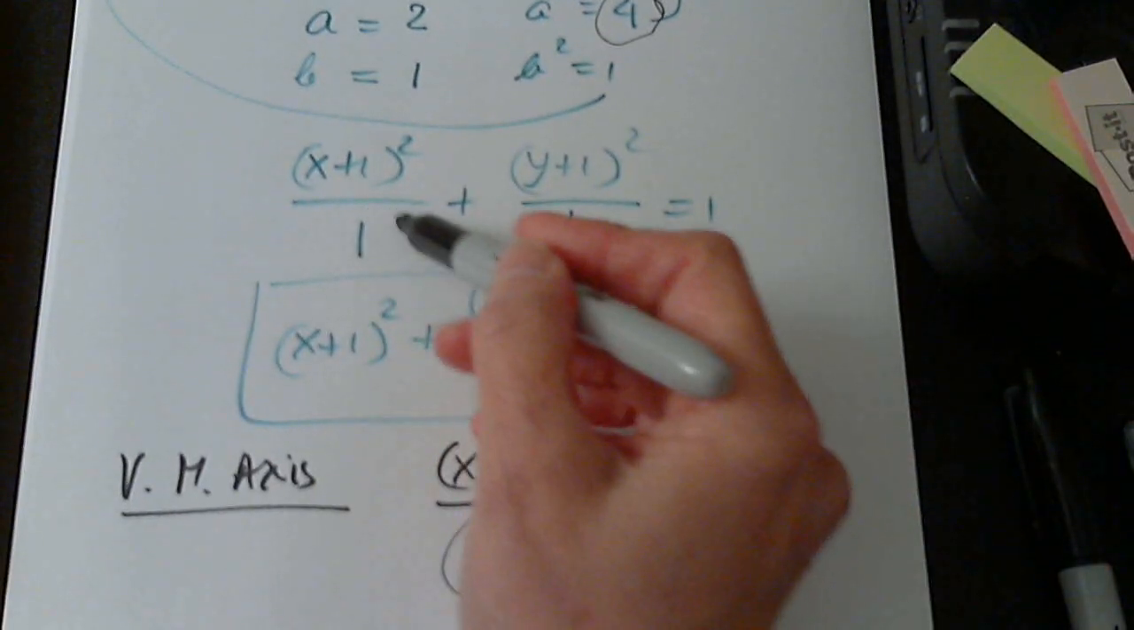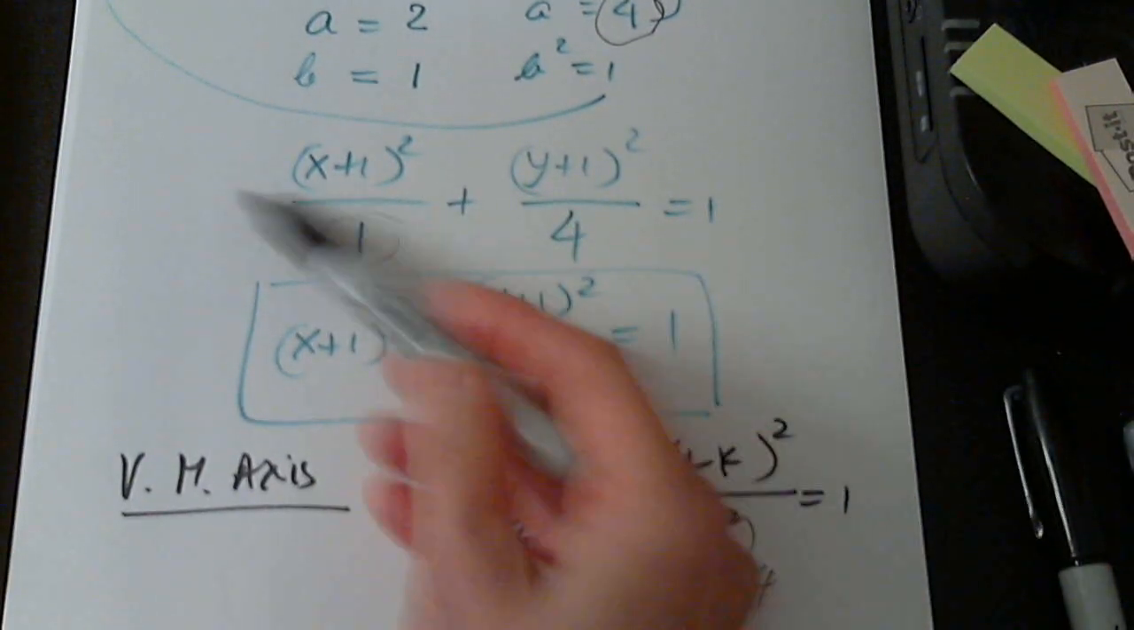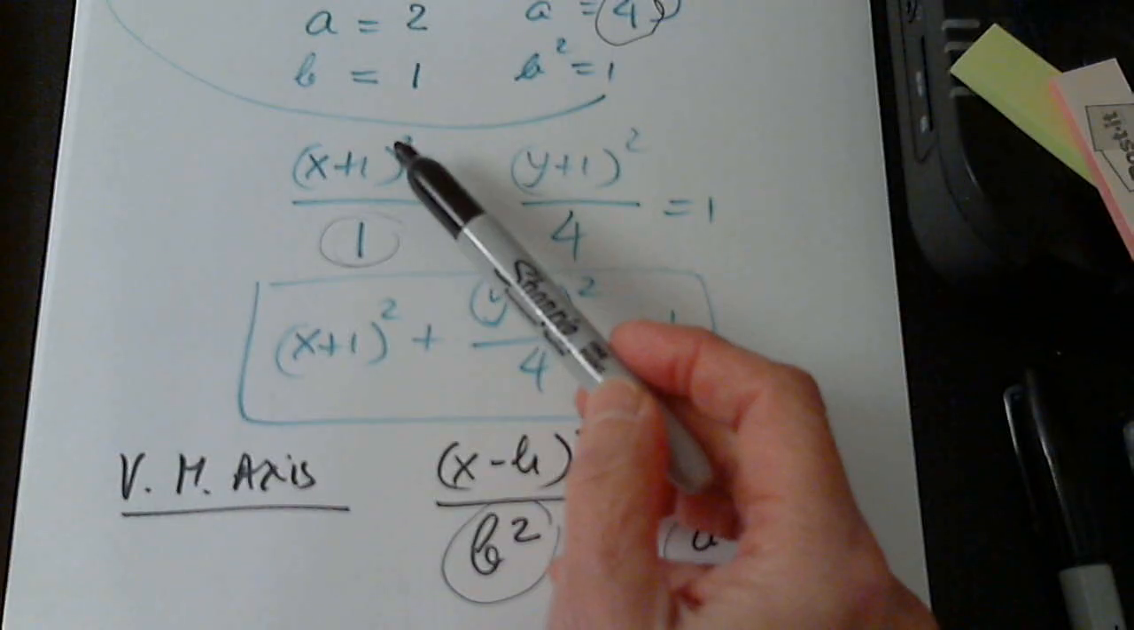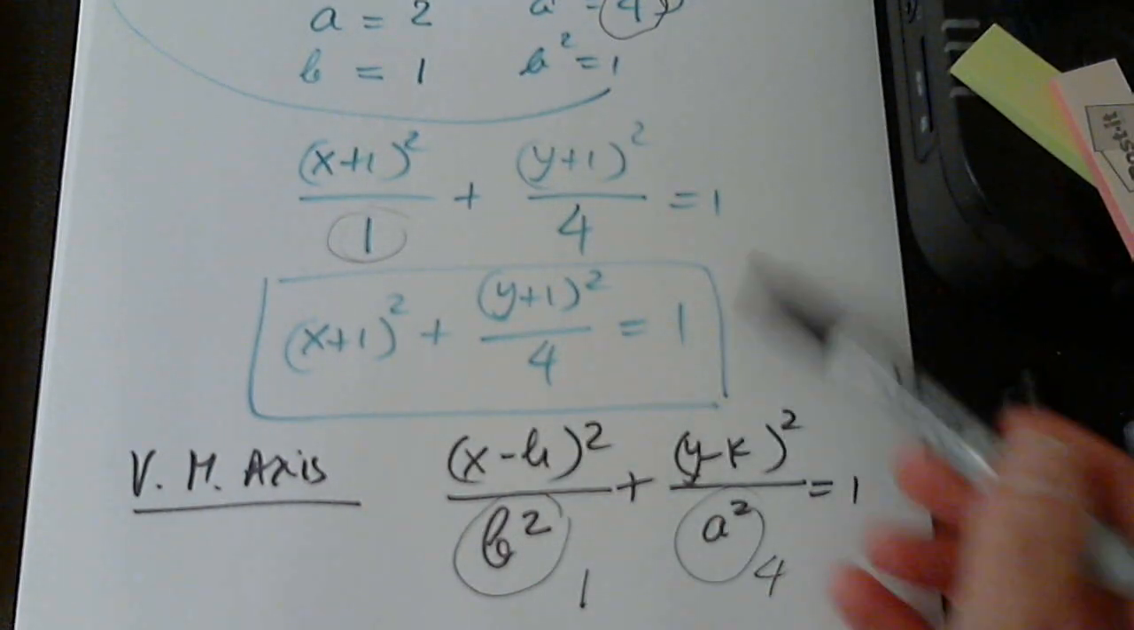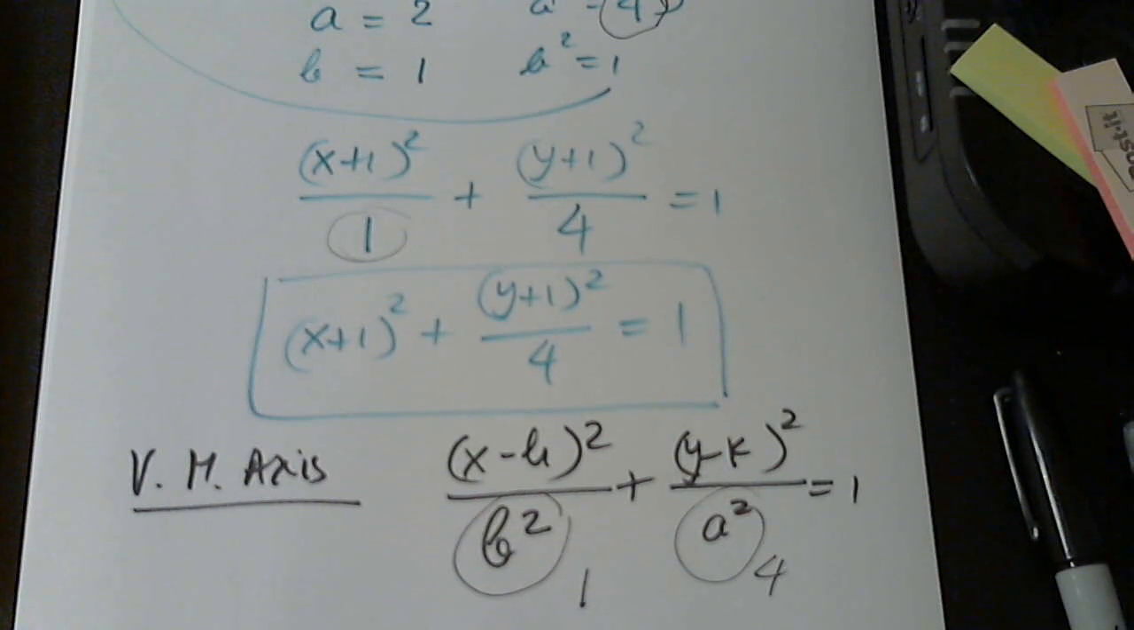And I was saying there is no need to write 1. We don't write like this, right? We don't write something over 1 unless we need to show something. This is the correct and simplified form of the equation of this ellipse that we picked.